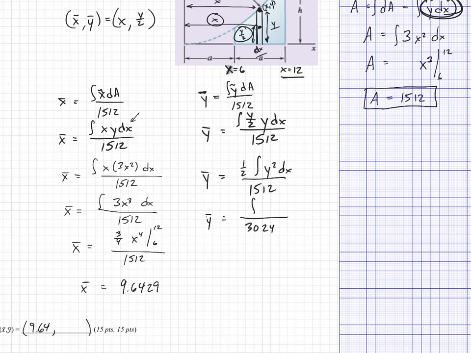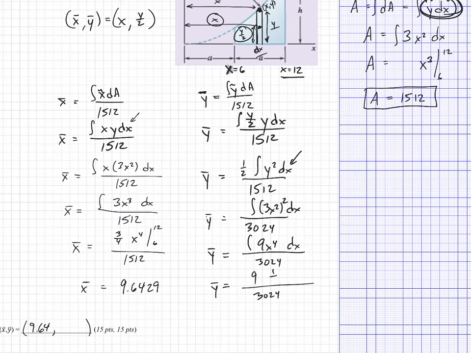Now for that y squared, I don't want y squared, I want that in terms of x because I've got an x right here. So I'm going to plug in 3x squared dx, like that. So y bar equals the integral of 3x squared, squared, right? So I'm going to make that 9x to the 4th dx over 3024. Pull that 9 out, and I've got 1/5 x to the 5th, and we're going to go from 12 to 6.